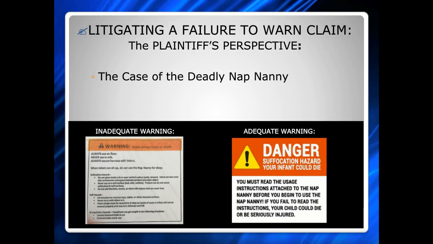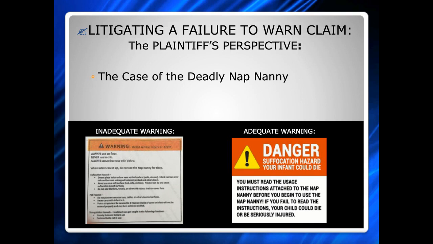In the litigation of a personal injury case, is there a hidden hazard? In this case, it was definitely hidden. You're putting the kid in a crib, and you don't know what can happen. Secondly, what is it that you're going to litigate? You're going to litigate that the warning was inadequate because the print was too small.